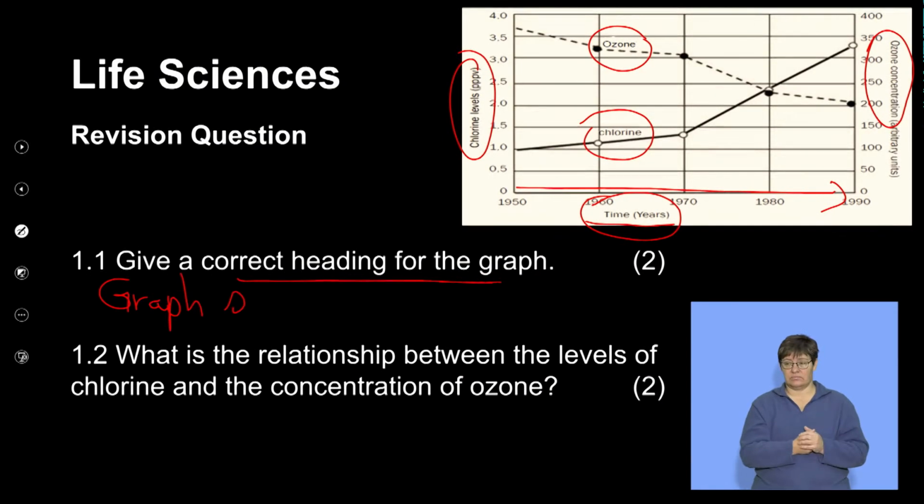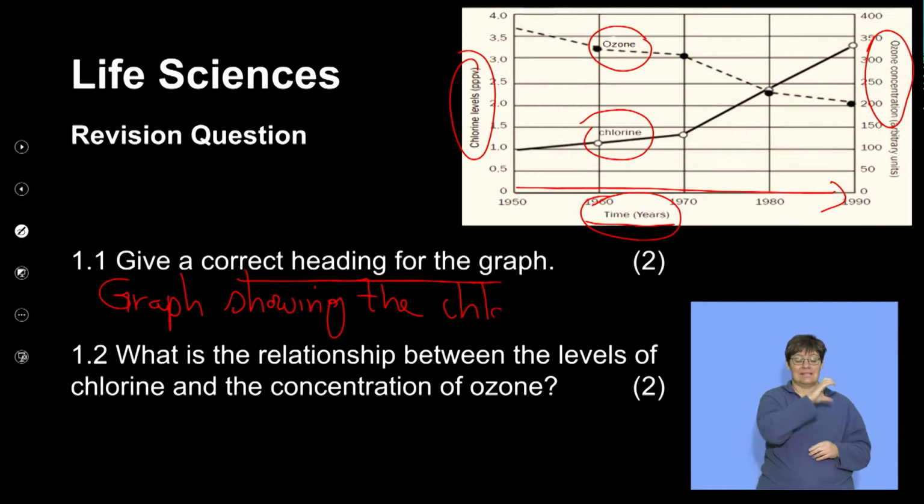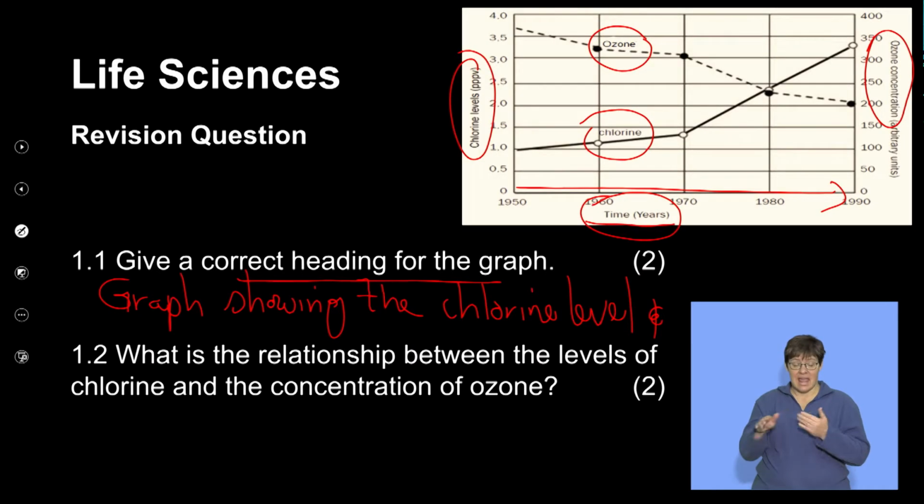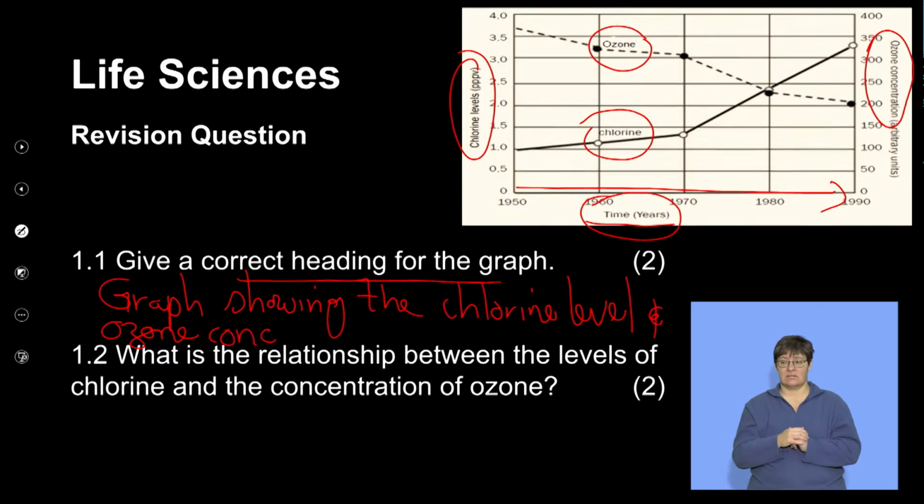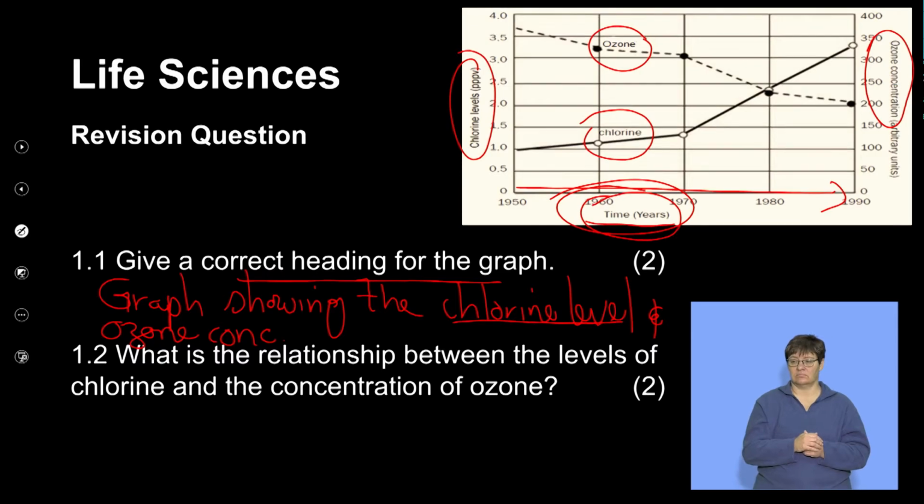So it'll be a graph showing, now we're getting the dependent variables, so the chlorine levels, and that's important, and the ozone concentration, and that's the other dependent variable, which we need to recognize. And this is shown over a period of time. So it's a graph showing the chlorine level and the ozone concentration from 1950 all the way till 1990.